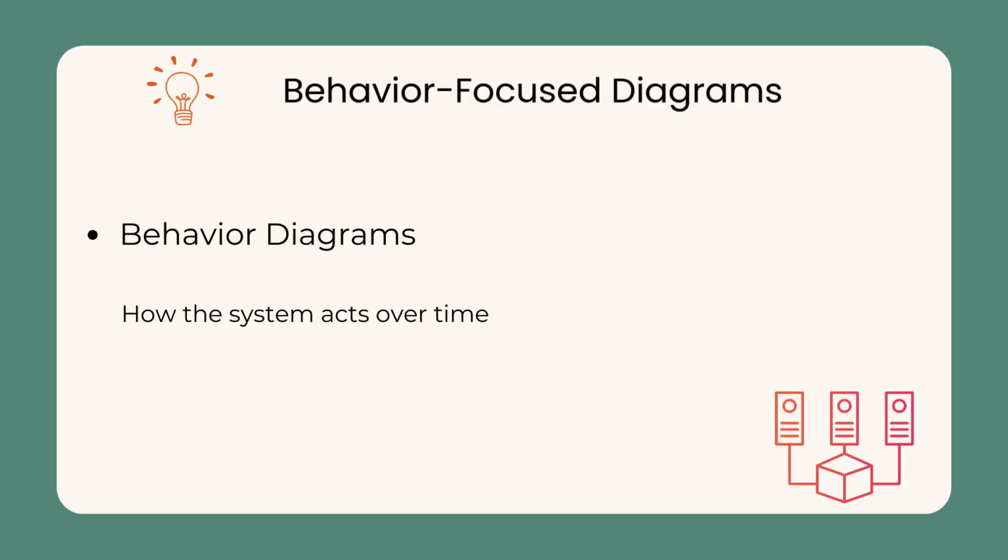Some diagrams focus on behavior. These describe how the system acts over time, interactions, sequences, and responses. Behavior diagrams help explain what happens first, what happens next, and how the system reacts under different conditions.